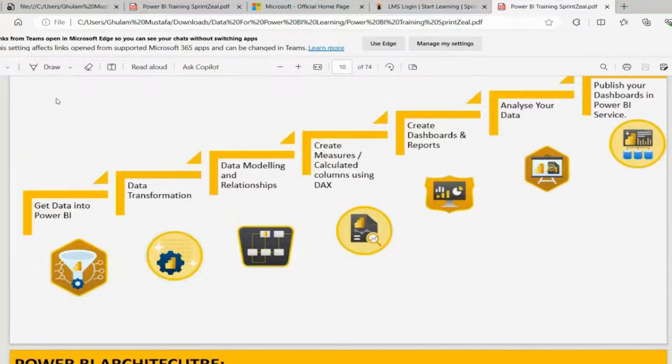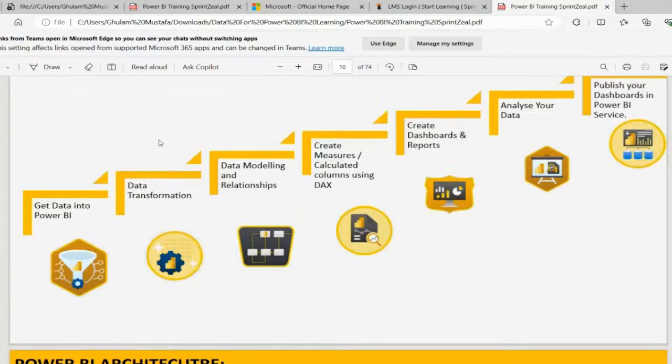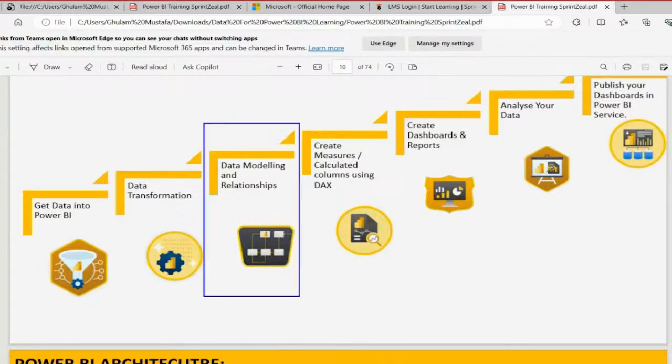Let's assume my HR data is coming from Zoho Analytics, my financial data is coming from SAP, and my sales data is coming from Azure. So what data transformation will do is basically clean and transform your data and make one data set for you. That is called data transformation. The tool we use for this is Power Query. When data transformation is done, then we build relationships between multiple tables.